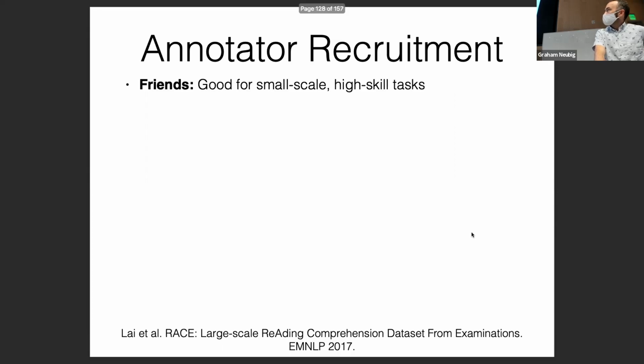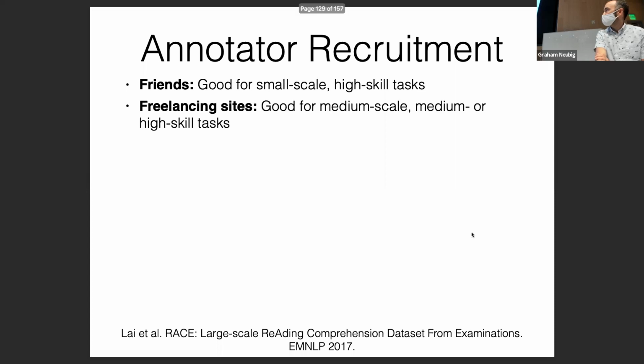For annotators, if you're just doing research, I can pretty strongly recommend that you don't go to MTurk right away and you just ask your friends to help you out. Buy them an Amazon gift card or a beverage or something like that. And if it's relatively small scale but high skill, that's going to save you way more time than going out and recruiting people.